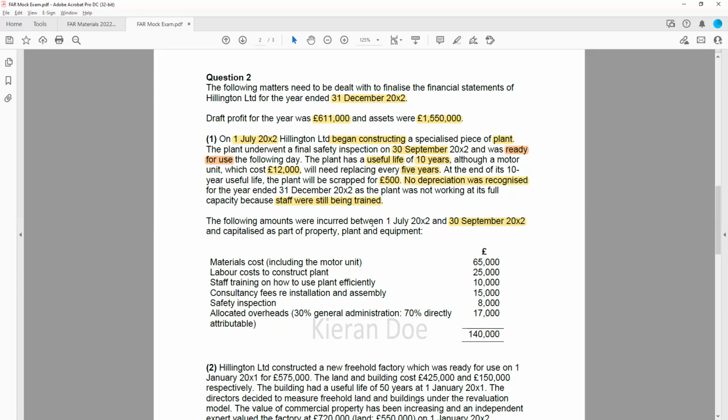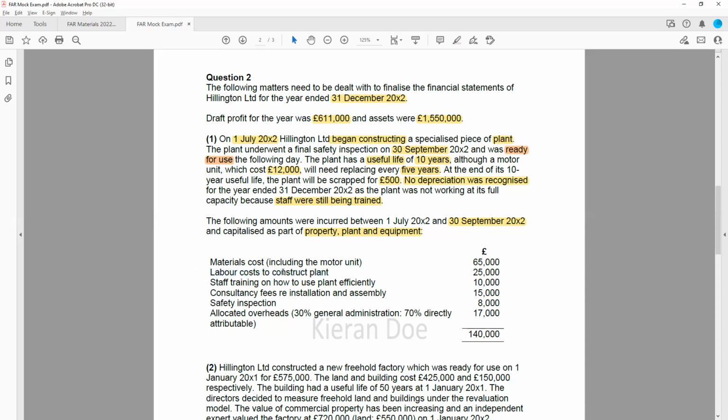So therefore we need to think, are these assets or are these expenses? And we're told they were capitalized as part of PPE. So these are all recognized as part of the asset. And we've got a list here. So we're not just told what the plant costs, we've got the materials for the plant, which they built it, including that motor unit, which cost 12,000. So we know how much the materials cost excluding that.